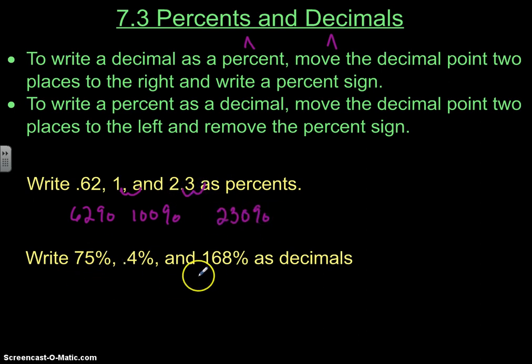Now, change the percent to a decimal. Move it two places to the left, that's 0.75. Again, this is 0.4%, move it two places to the left, that becomes 0.004, a very small number. 168%, move it from here to here, that's 1.68.